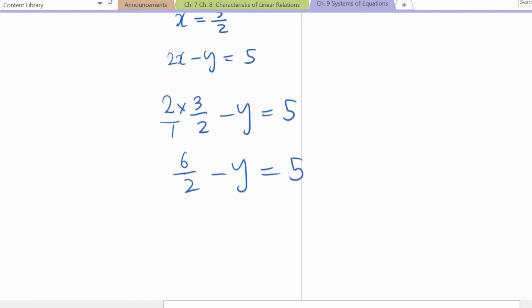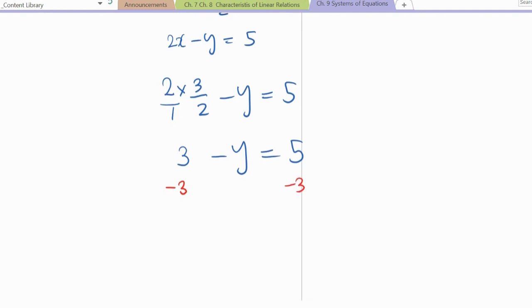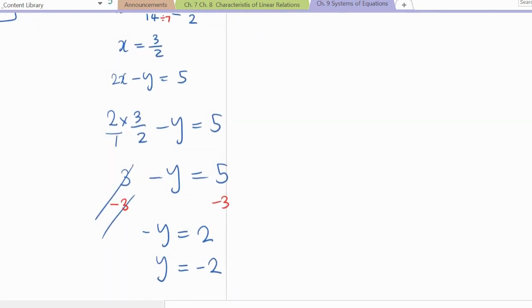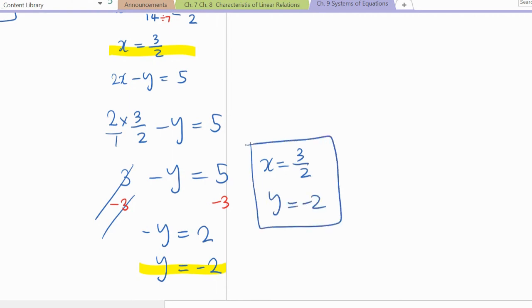And everyone, 6 over 2, 6 divided by 2 is 3, right? And after that, we're going to get rid of 3 to isolate negative y. So let's subtract 3. Plus is hiding here. Let's subtract 3, subtract 3. Then negative y, this will be gone, and negative y is 5 minus 3, that is 2. If negative y is 2, then y must be negative 2. So let's combine x and y. X is 3 over 2 and y is negative 2. So this is the answer, right?